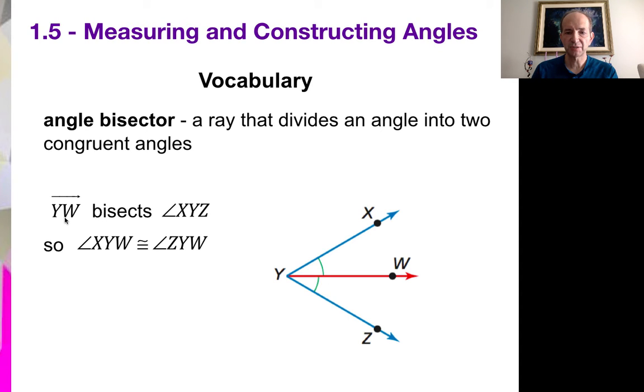So then in this particular case, YW bisects this total angle XYZ so that the angle XYW, this angle here, is congruent to WYZ. So now we have two congruent angles. And you can do that with any angle. That's called bisecting an angle. We can say that YW is the bisector, or the angle bisector, of this total angle XYZ.